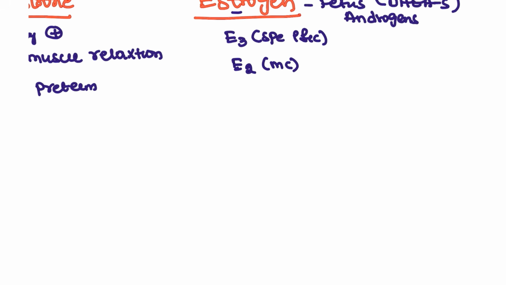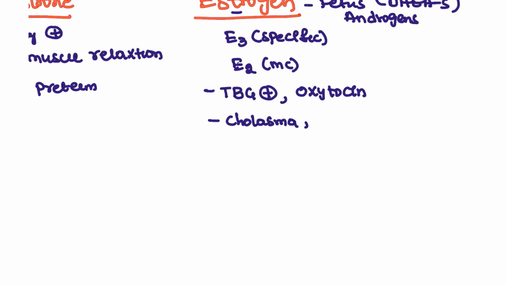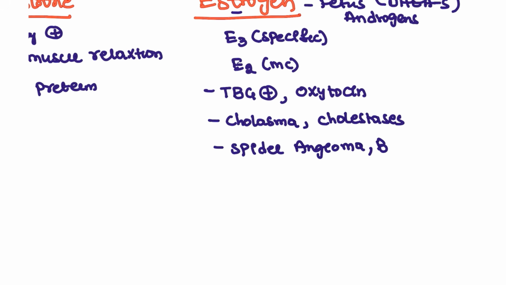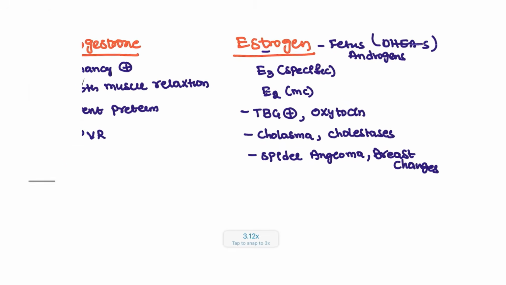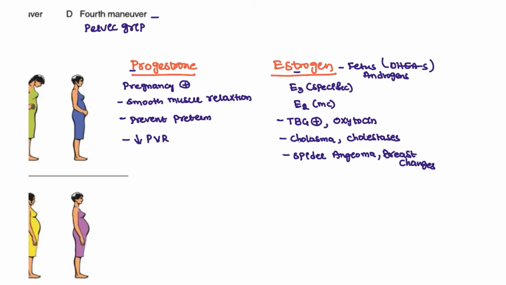And what is the importance of the estrogen? Estrogen can increase the thyroid binding globulins. It will also increase the oxytocin receptors during the contractions, and cause skin changes such as chloasma. Cholestasis, the jaundice, can be seen in these patients, and also spider angiomas. So these are the breast changes and uterus changes. All of this is associated with the estrogen of the patient.